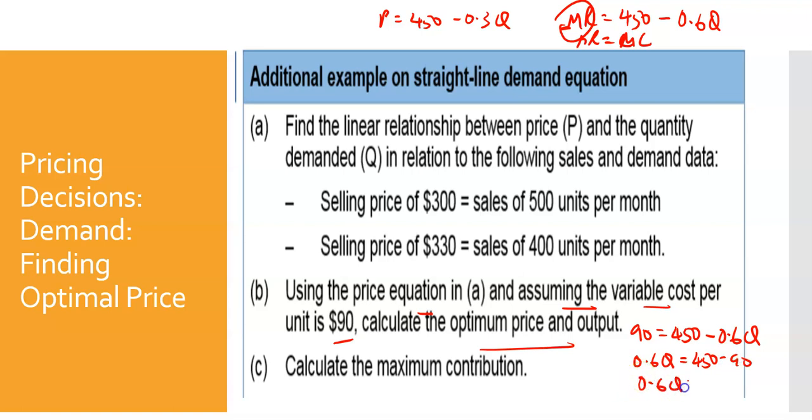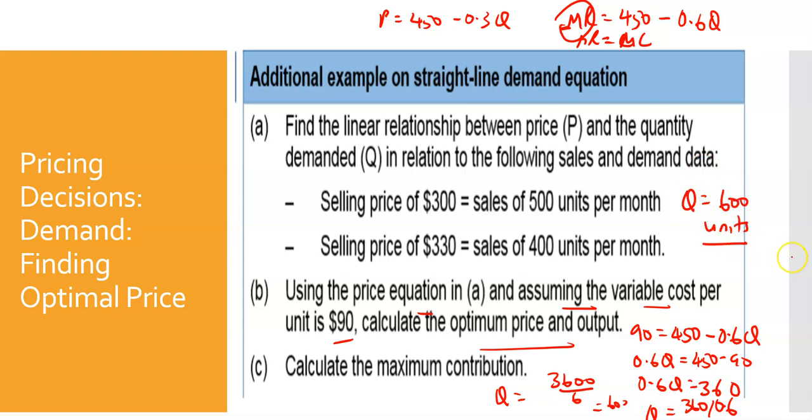So 0.6Q is equal to 360. And that means that Q is equal to 360 divided by 0.6. Right, and that's equal to 600, isn't it? Yes, 360 divided by 0.6 is equal to 600. So it's telling you that the optimal point to sell at is where Q is equal to 600 units.